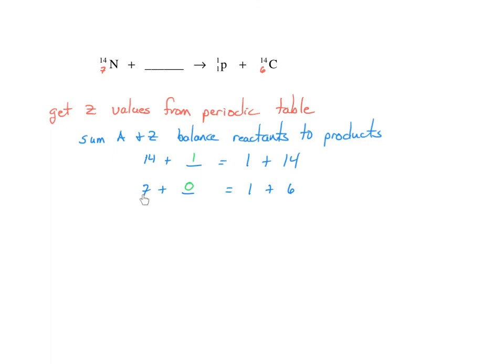For our atomic number, 7 plus some number has to equal 1 plus 6. Obviously, our value here is 0. Our unknown particle, therefore, has a mass number of 1 and an atomic number of 0. This is going to correspond to a neutron. The sum of the protons plus the neutrons equals 1. Without there being any protons, we know that it simply has to be a neutron.